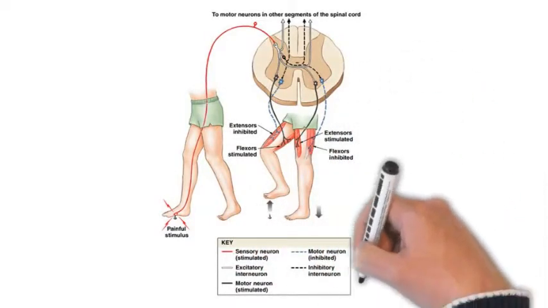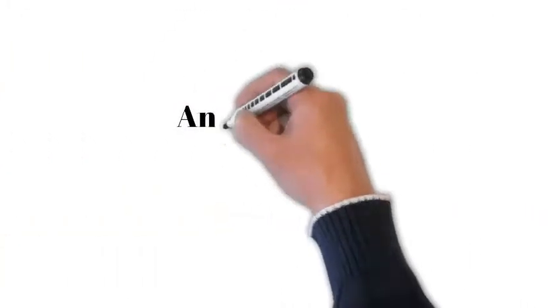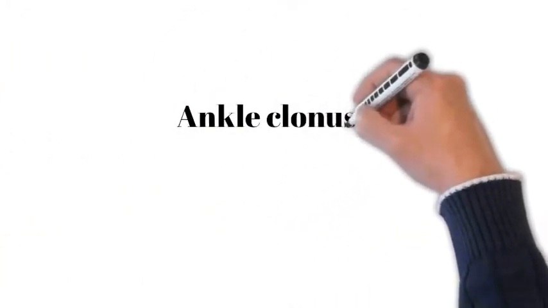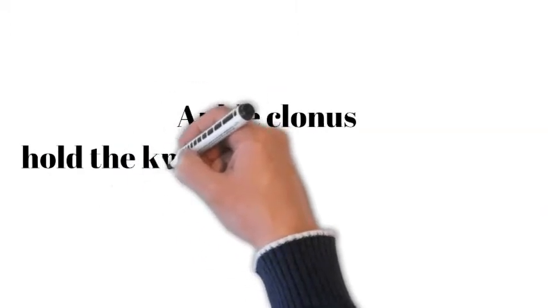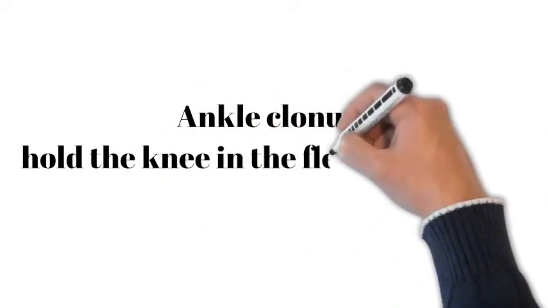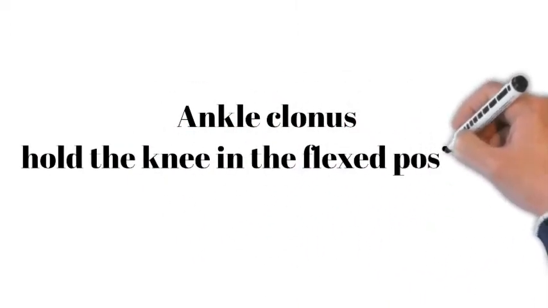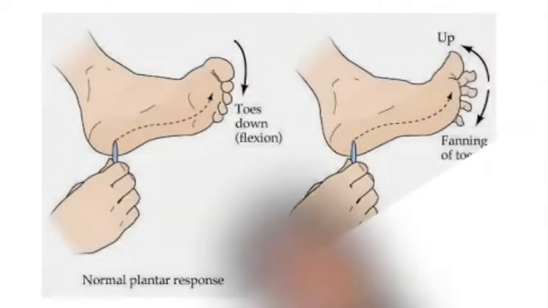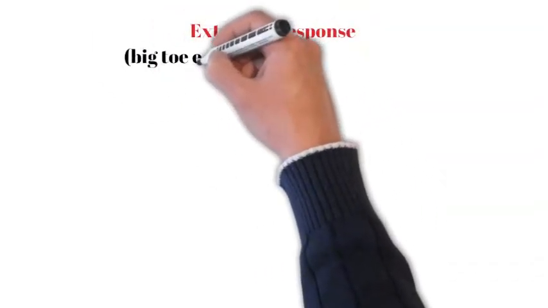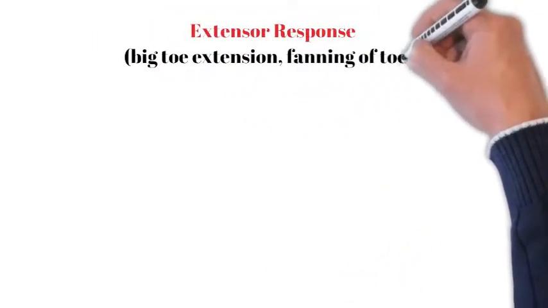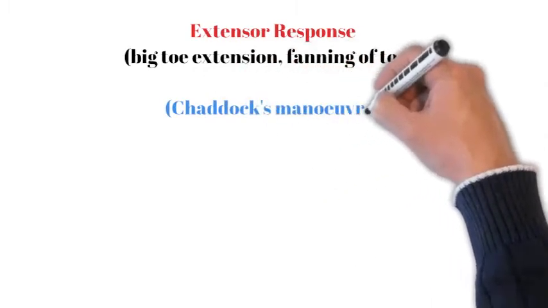As the next step of examination, to test for ankle clonus, hold the knee in the flexed position. Avoid testing for patellar clonus as this can cause pain. Further in examination, look for the extensor response. That might be evident as big toe extension, fanning of all toes, or involuntary contraction of leg flexors.